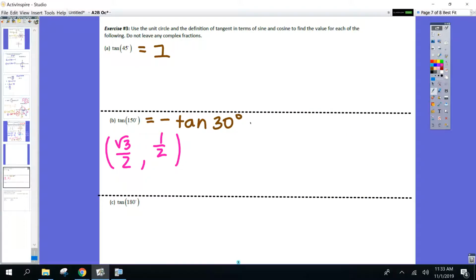So what we're going to do here is 1/2 divided by radical 3 over 2, the y over the x. And we got to clean that sucker up. Everyone all right there? Y coordinate on top, x on the bottom for tangent. And if you want to keep bringing the negative sign along, you can. Just remember it's got to be negative.